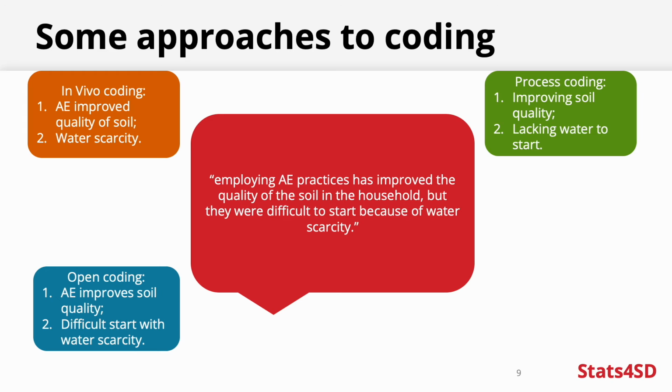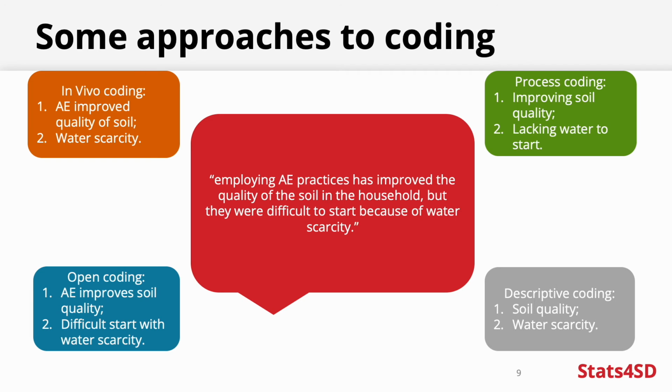In open coding, we proceed by breaking data into discrete parts and we assign them initial codes to label them. From the previous example, we could have agroecology improves soil quality and difficult start with water scarcity. It is usually followed by axial coding, a step that consists of establishing connections between the codes created, and finally selective coding, where a core category connects all other categories created.